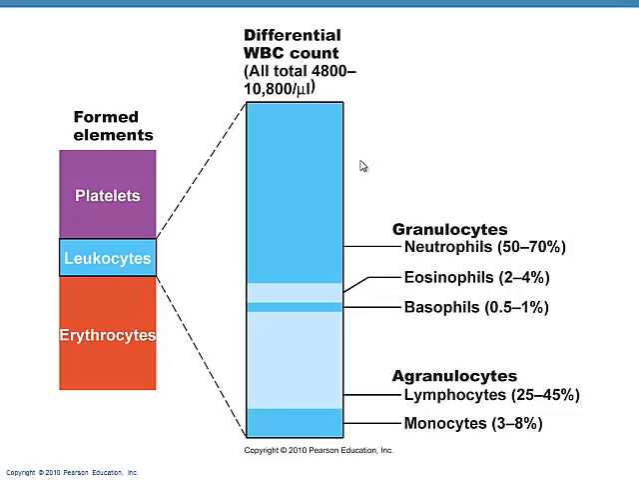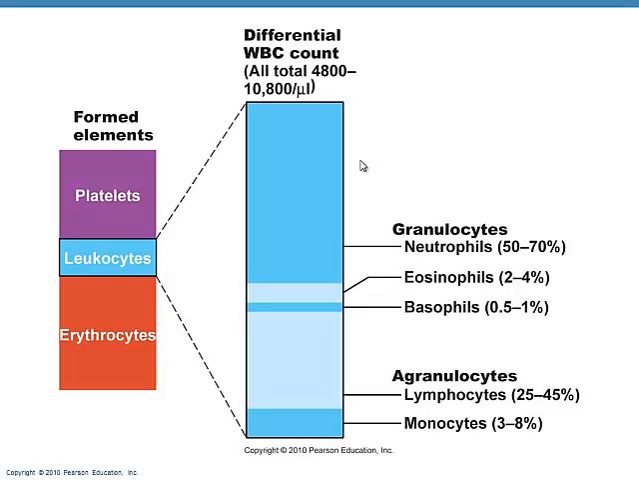So when we talk about the leukocytes, be careful, because leukocyte and lymphocyte sound the same. Leukocytes are all of them, all five. White blood cells fall into two categories.